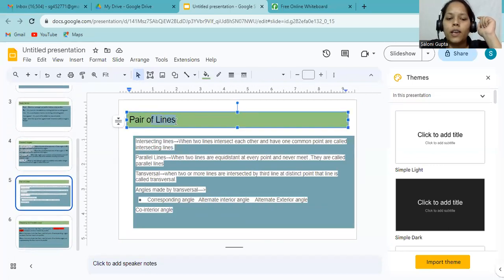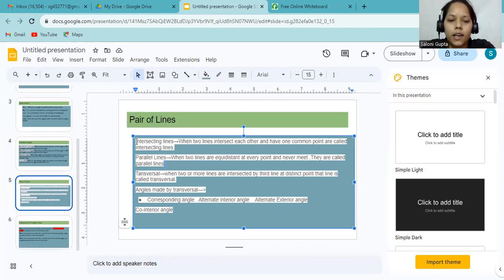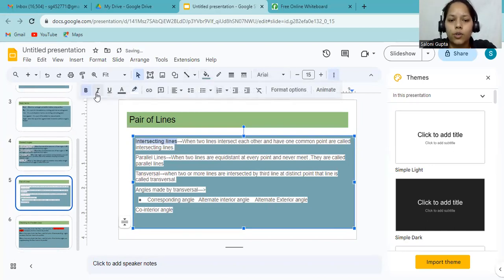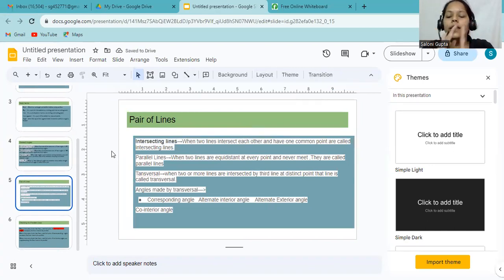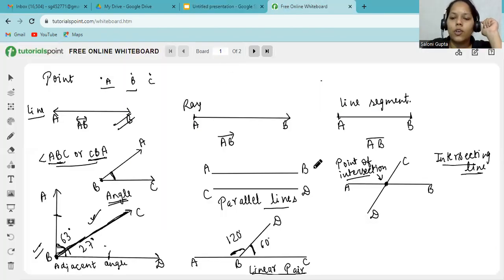Now in the pair of lines, we can see there are intersecting lines. So what is an intersecting line? When two lines intersect each other, they have one common point. So this is called an intersecting line. This is the example of intersecting lines: AB and CD are intersecting each other at this common point. So they are called intersecting lines, and this point is called the point of intersection. So this is clear.